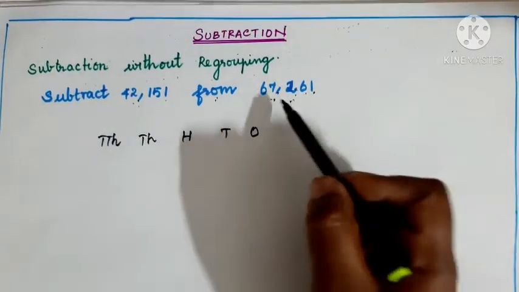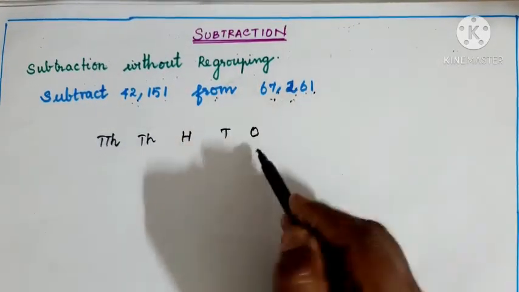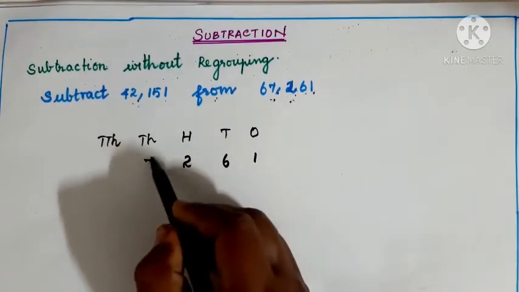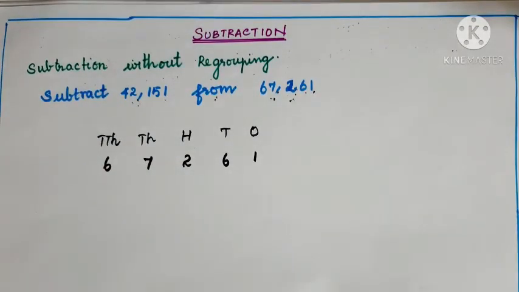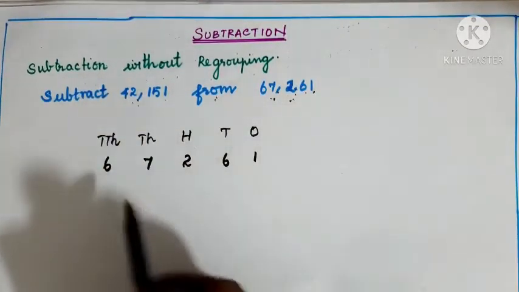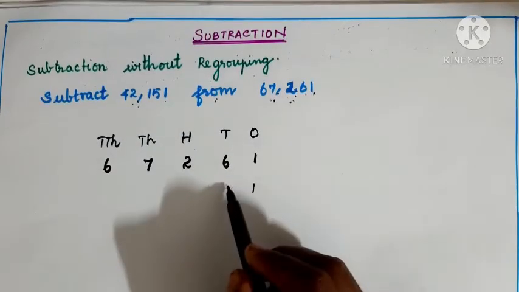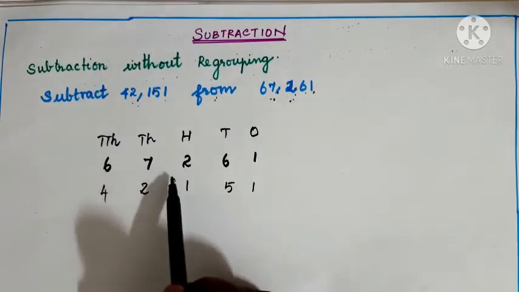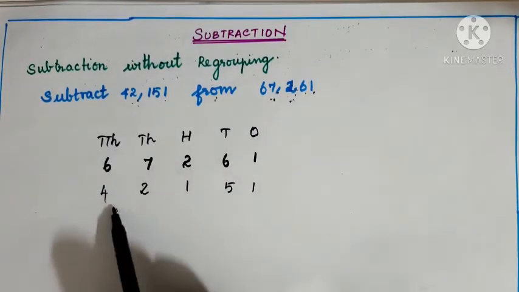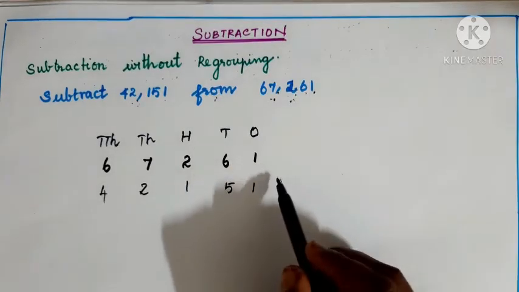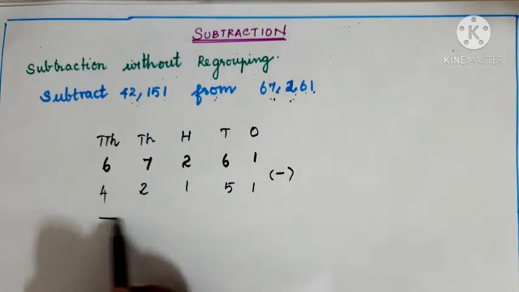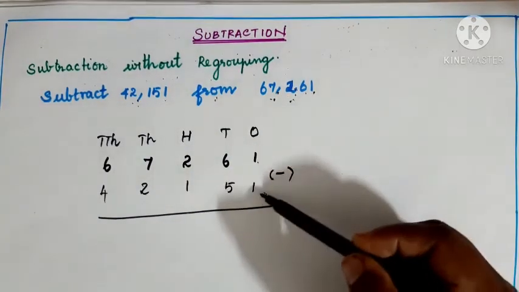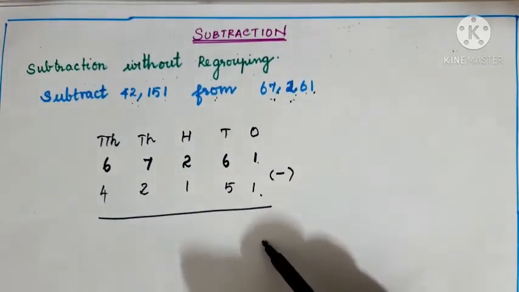So the bigger number is 67,261. So you can write it: 1, 6, 2, 7, 6. Okay. Next, what is the number? 1, 5, 1, 2, 4. So from 67,261, we subtract 42,151. So this is minuend, this is subtrahend, and what you are going to get is difference.